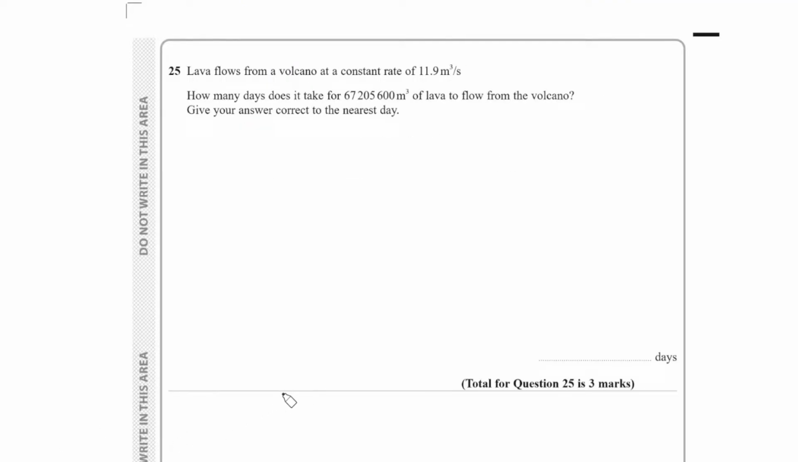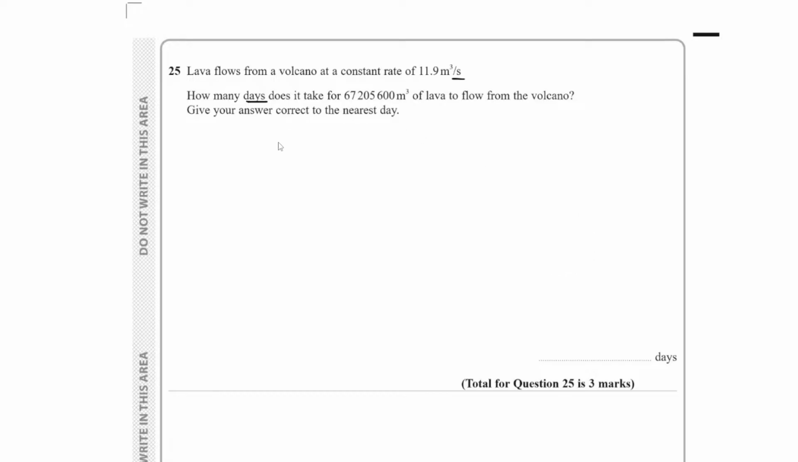Question 25. Lava flows from a volcano at a constant rate of 11.9 meters cubed per second. How many days does it take for 67,205,600 meters cubed of lava to flow from the volcano? Oh, so they said days, and this is in seconds, so just be aware of that. And you can see to the nearest day. So we've got a bit of a conversion there as well, I guess.